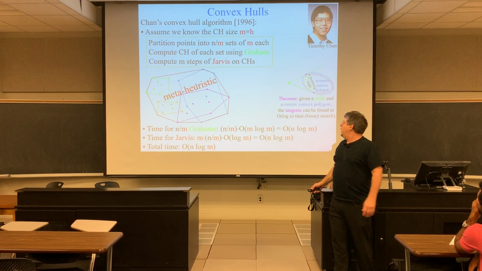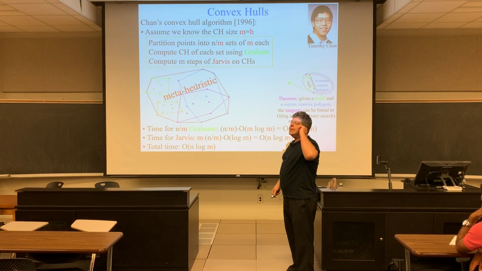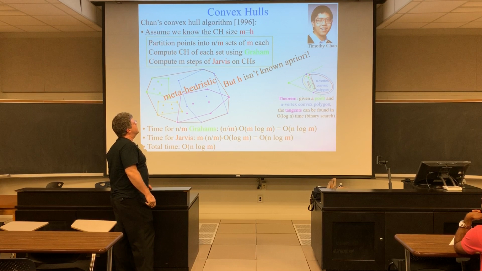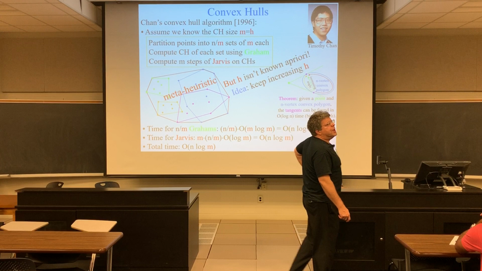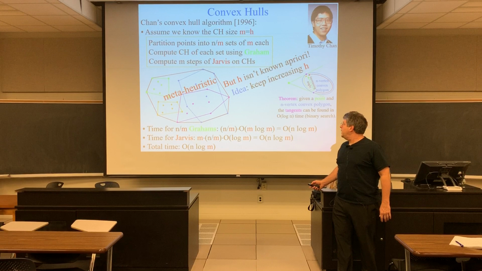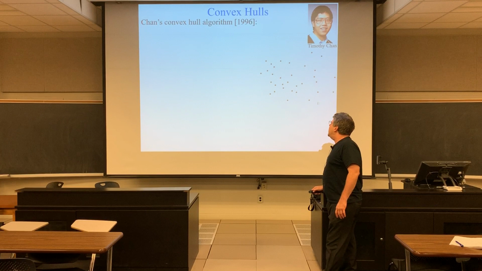Okay, but the reason we're not finished yet with all this is because we don't know what m is. Because we don't know what h is. And here comes the next trick. The next trick is beautiful and subtle. We're going to guess what h is. And keep guessing larger and larger values of h. And at the end, you'll see the time complexity converges to something very reasonable, actually something amazing. It'll be n log h. But how will that work? We don't know what h is. So what we're going to do is the following.